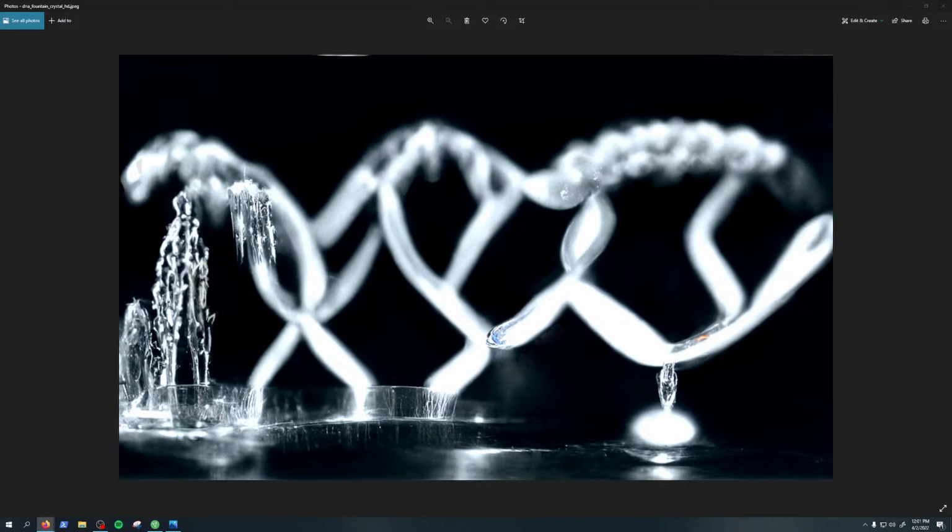This is one of the latest pictures I used in my research blog. I like it because it's almost like DNA crystals, which is pretty cool.